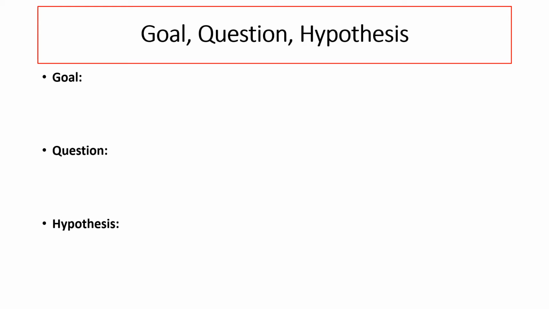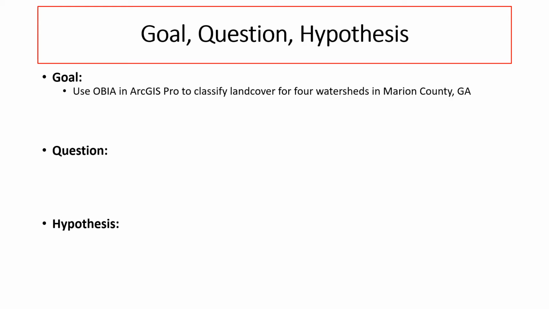So I set out to achieve a couple of goals with this project, the first being to use object-based image analysis in ArcGIS Pro to classify land cover for 4 watersheds in Marion County, Georgia. I was unfamiliar with ArcGIS Pro at the beginning of this school semester, so I wanted to learn how to use tools in ArcGIS Pro that I might have previously known how to use in ArcMap, or to learn how to use new tools that I had not been introduced to yet.